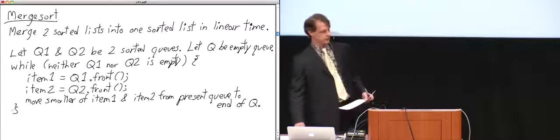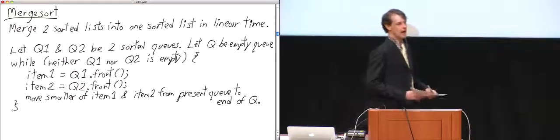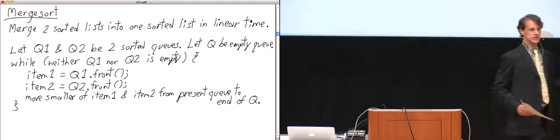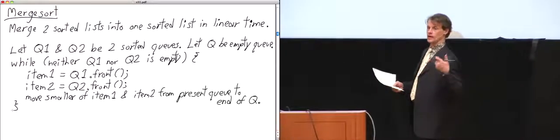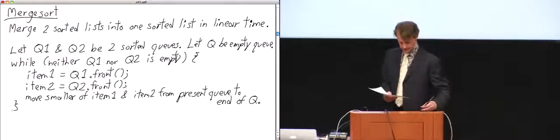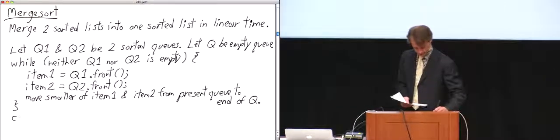Eventually, one of the two queues is going to be empty, and then the other one's not empty. You just take all the stuff that's in the non-empty queue, and you concatenate it to the end of the output queue.